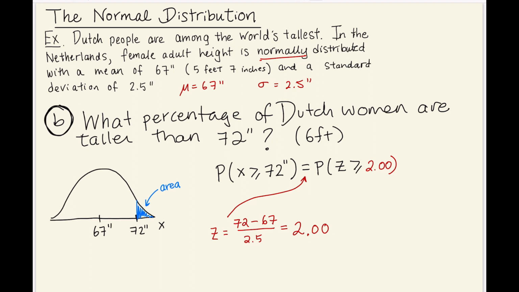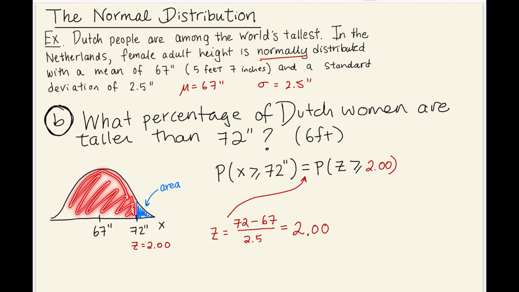So one thing that we have to be careful about with the normal table is that the normal table gives me areas to the left. It does not give areas to the right like this one. So if I were to look up this z-score, which is z equal to 0.00, the normal table is actually going to give me this area.